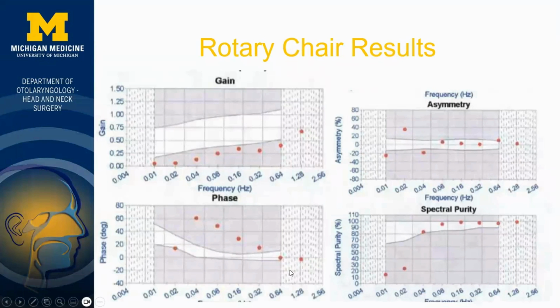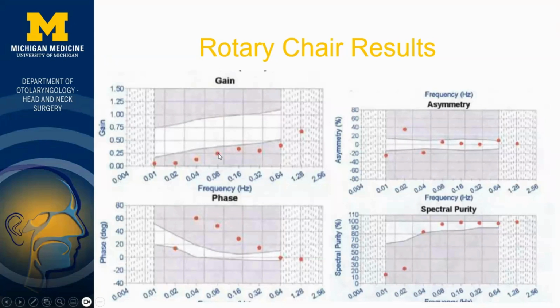So we put him in rotary chair. We knew that he had very low frequency caloric hypofunction, so 0.001 to 0.002 was out, but we want to see what gain looks like above those frequencies, in the low to mid to high frequencies. He had very low gain all the way across all of those frequencies.